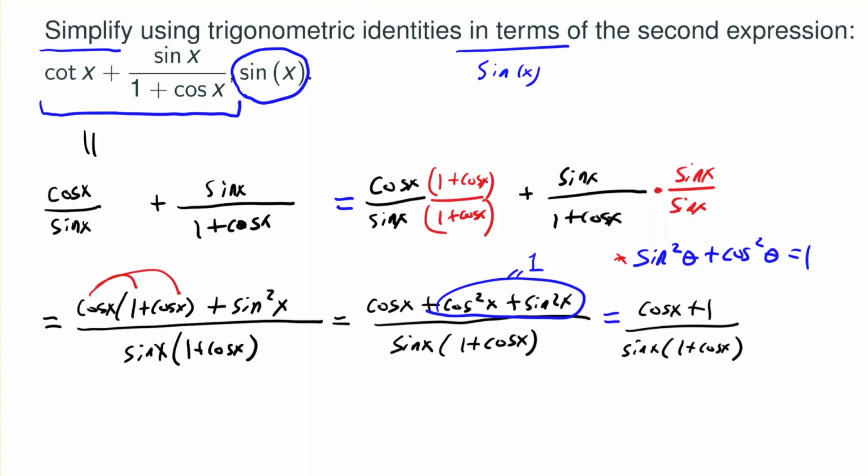Now if you look here, 1 plus cosine x and cosine x plus 1 are the same. So these two cancel out, and we are left with only 1 over sine x. So this is the final answer, written in terms of sine. Saying in terms of sine does not mean it exactly equals sine, but that the expression is written using sine x.